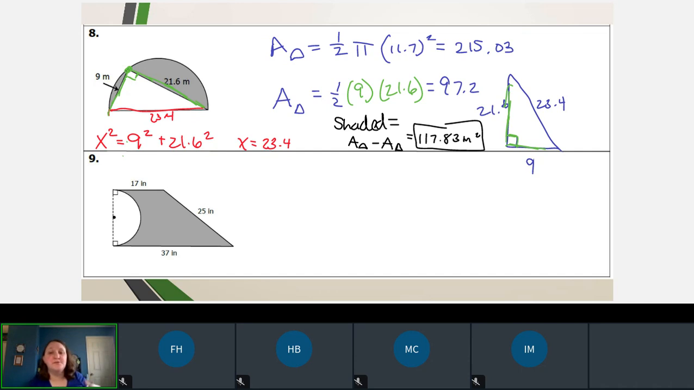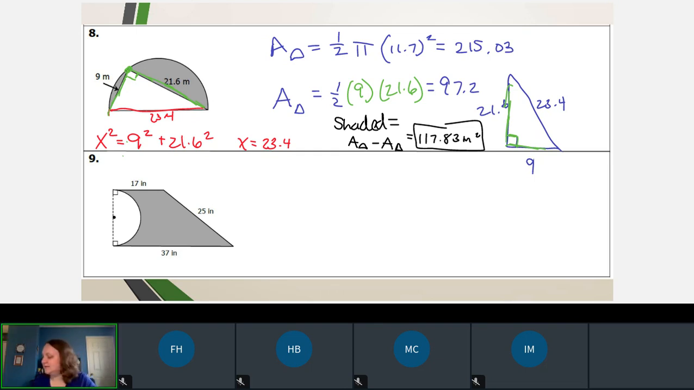All right, now if this was a multiple choice question, 117.83 clearly would be one of your choices, but if you added these together, that would be one of your choices too. So you just got to keep in mind, what am I finding the area of? Am I finding the area of a half circle plus a triangle, or half circle minus a triangle?